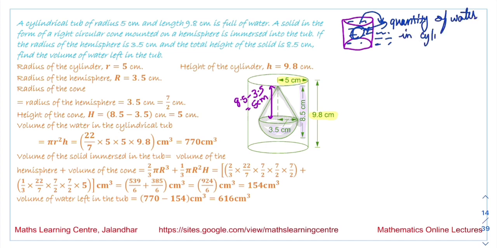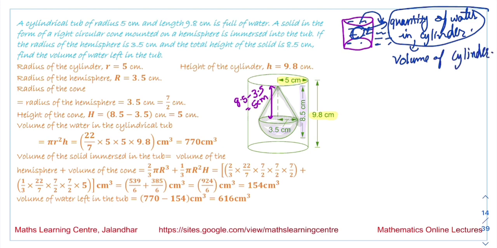So when we are talking about the quantity of water in the cylinder, it means we are talking about the volume of the cylinder. Now, to calculate the volume of the water left, first of all we have to calculate the total amount of water in the cylinder. So that will be equal to the volume of the cylinder.